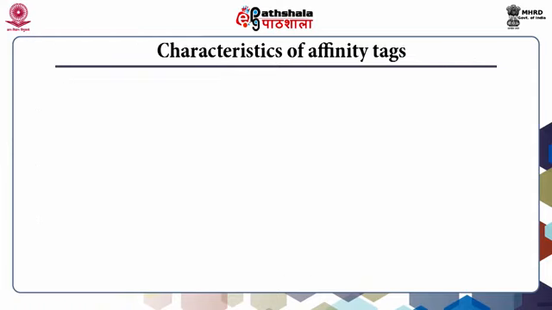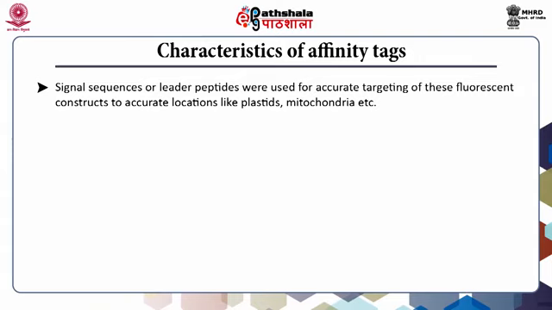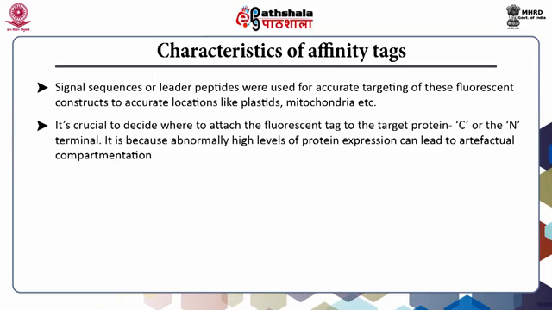These fluorescent molecules are called affinity tags. Let's see what the major characteristics of these tags are. Signal sequences or leader peptides are used to accurately target the fluorescent construct to locations like plastids, mitochondria and so on. It is crucial to decide where to attach the fluorescent tag to the target protein, either the C-terminal or the N-terminal, because abnormally high levels of protein expression can lead to artifactual compartmentalization.